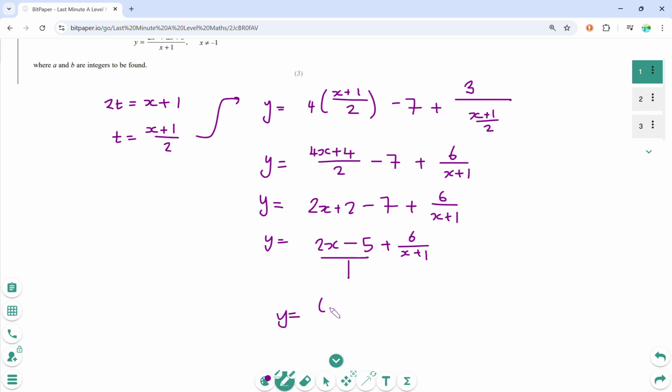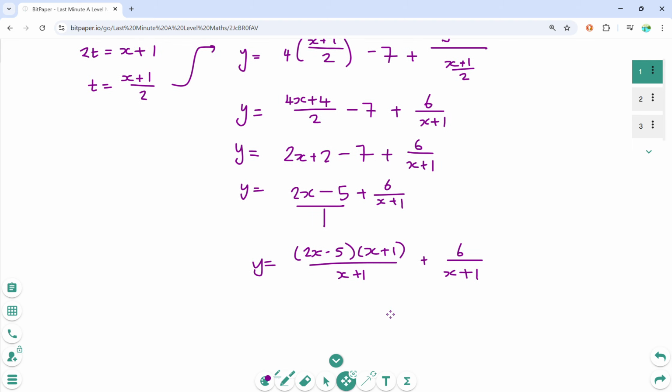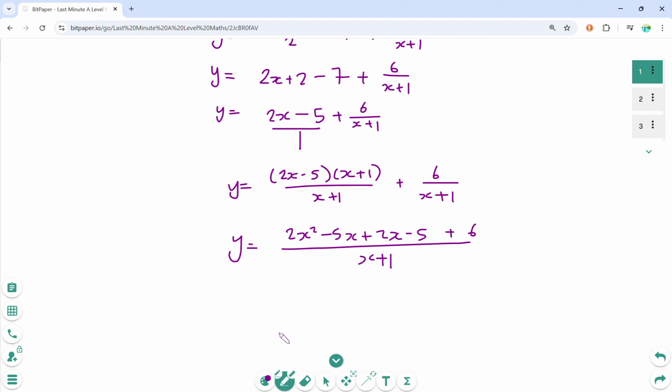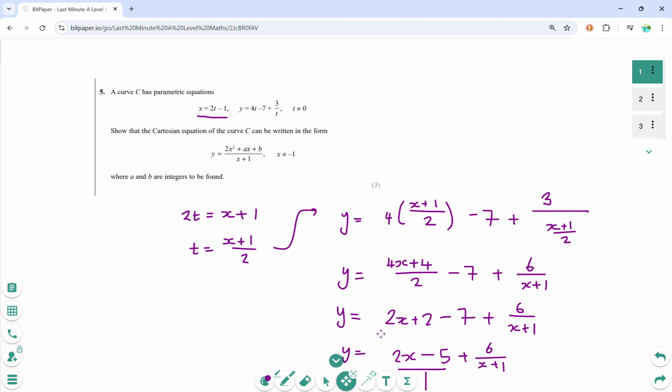Okay, so we need to do (2x minus 5) times by (x plus 1) over (x plus 1), plus 6 over x plus 1. And then simply expand and simplify: 2x squared minus 5x plus 2x minus 5 plus 6. We're putting these together because they have the same denominator. And then group any like terms. So 2x squared minus 3x minus 5 plus 6 is plus 1 over x plus 1. And that's in the form they're asking for.